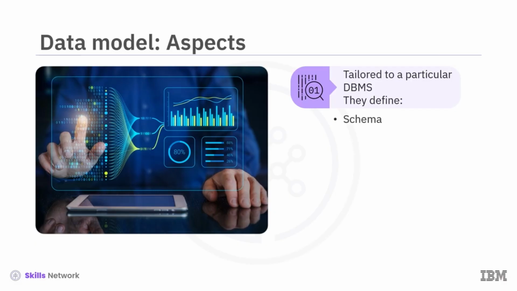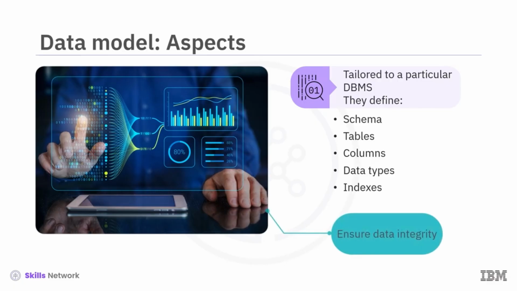They define the schema, including tables, columns, data types, indexes, and often the relationships between data entities, like foreign keys, and they often involve normalization processes to ensure data integrity and reduce redundancy.